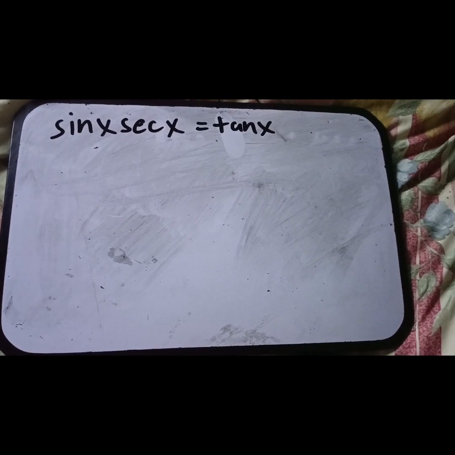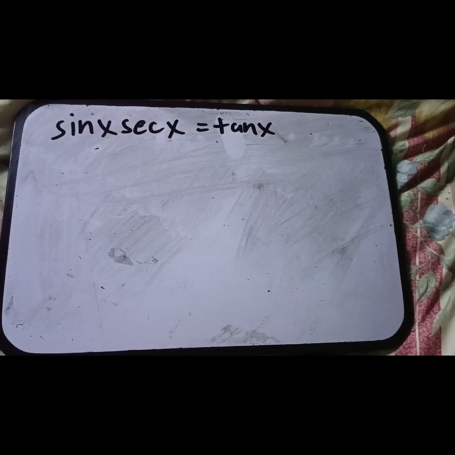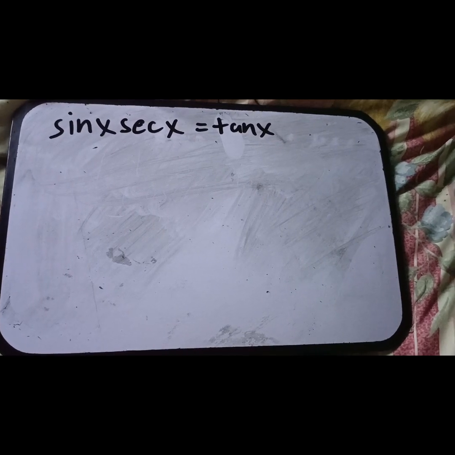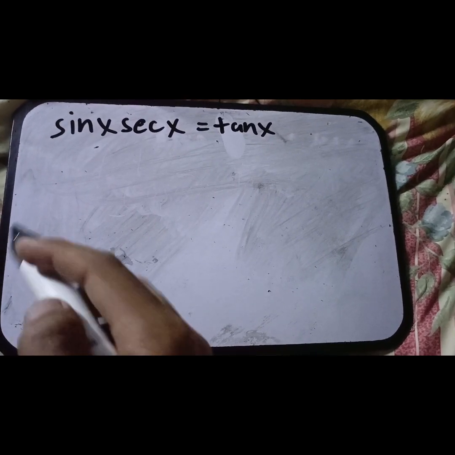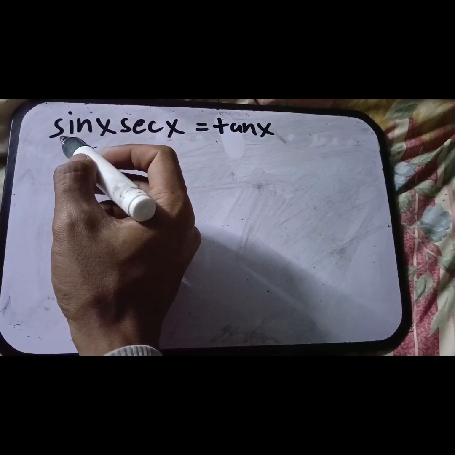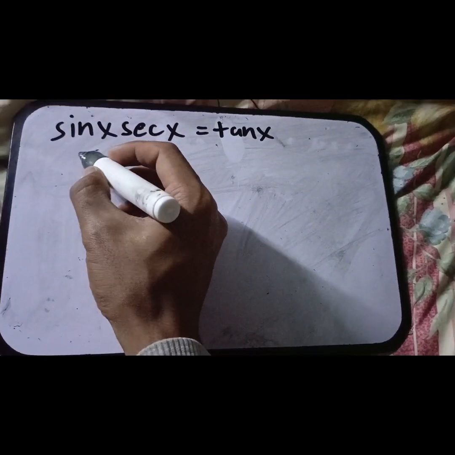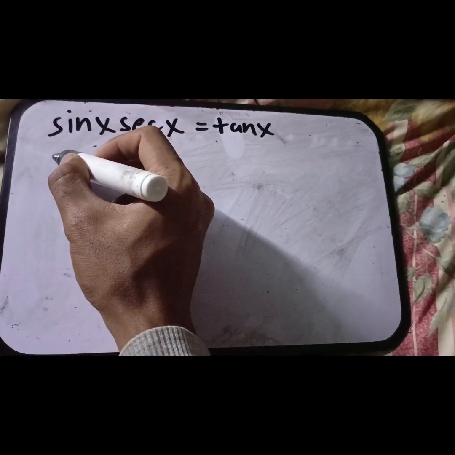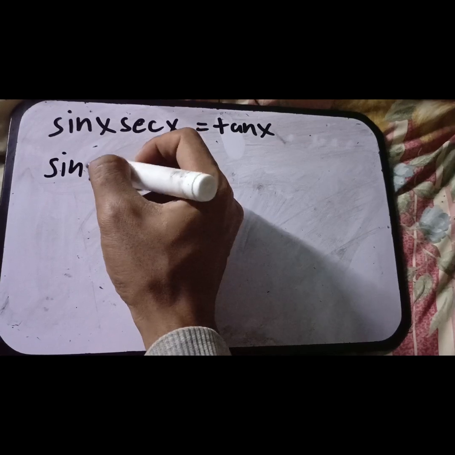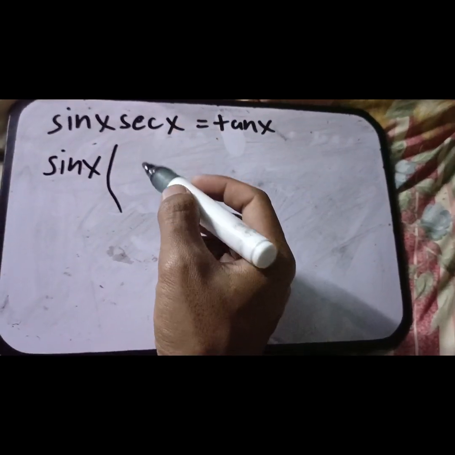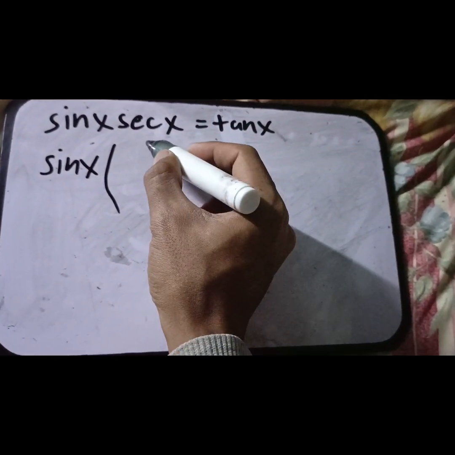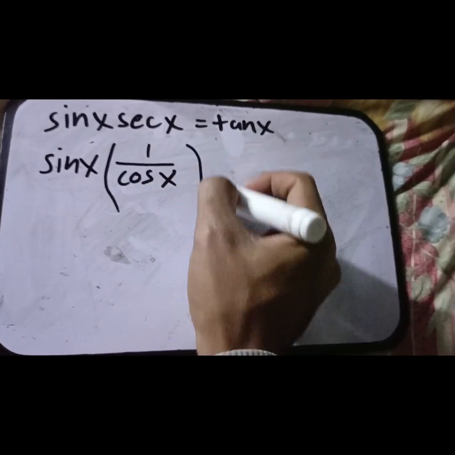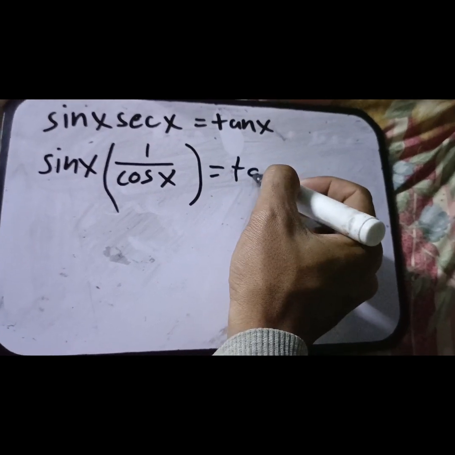So remember our first step, converting all of them to cosine and sine. As long as you remember it properly, you can solve it. Copy the sine because it's already in sine form, so you're just going to write it down as sine x, multiplying by, so converting secant, secant is 1 over cosine x, equal to tangent x.